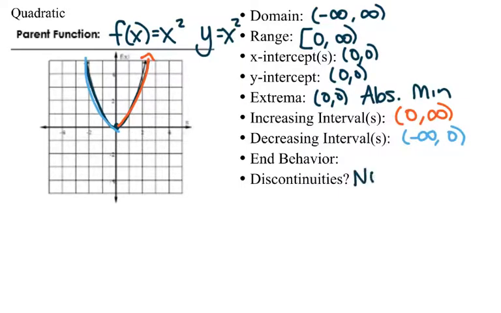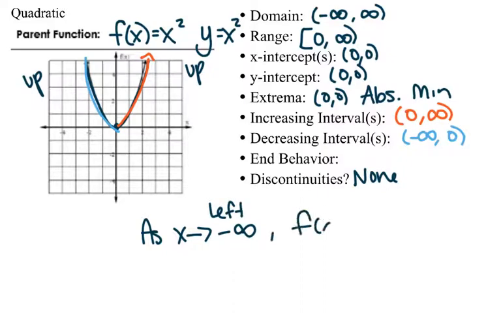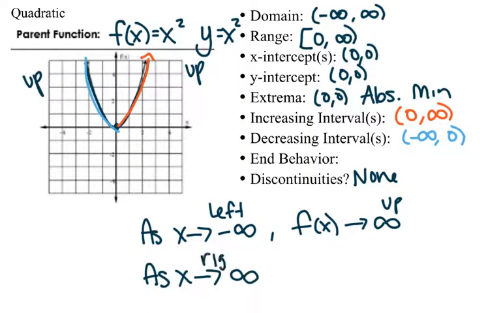We'll go ahead and say none for discontinuities. In end behavior, the left side is going up, right side is going up. As x approaches negative infinity, left side, f of x approaches positive infinity, up. As x approaches positive infinity, the right side, f of x approaches positive infinity, up.